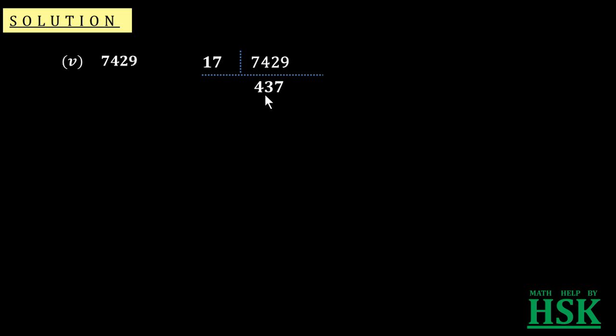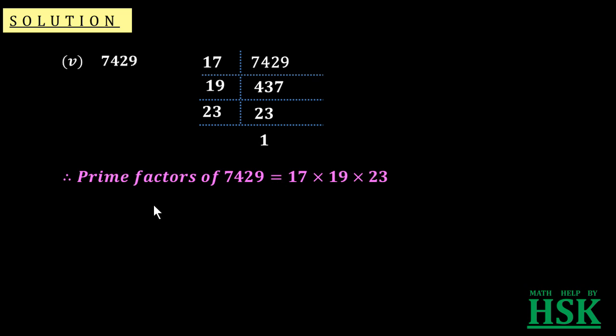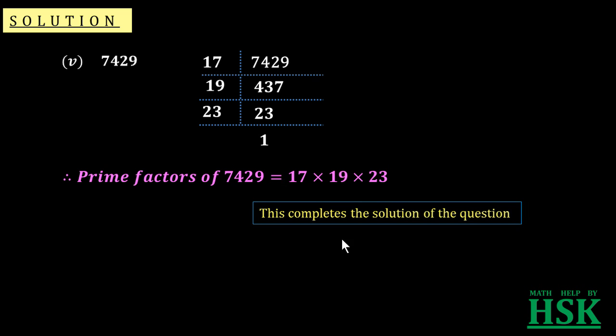I check further whether this number is divisible by 17 or not. 17 2s are 34, 97. No, it is not divisible by 17. So I take the greater prime number. On taking 19, this number was divisible by 19. So the quotient is 23. 23 is again a prime number, so I get a quotient equal to 1. So the prime factors of 7429 are 17 into 19 into 23. So this completes the solution of the question.